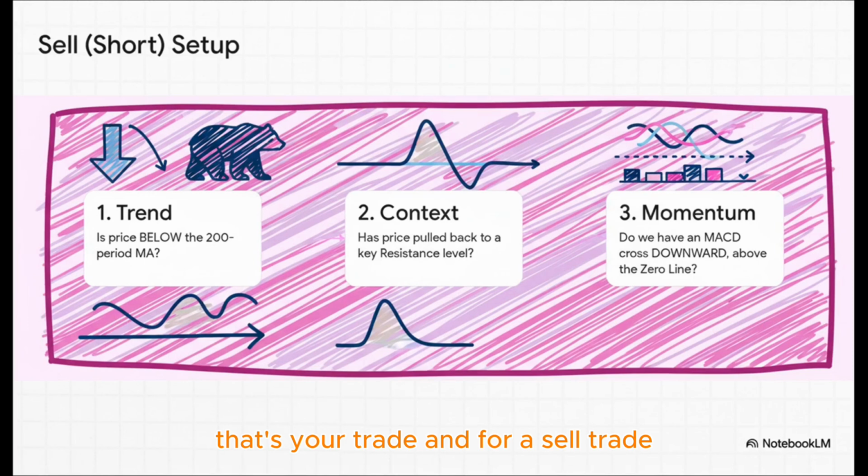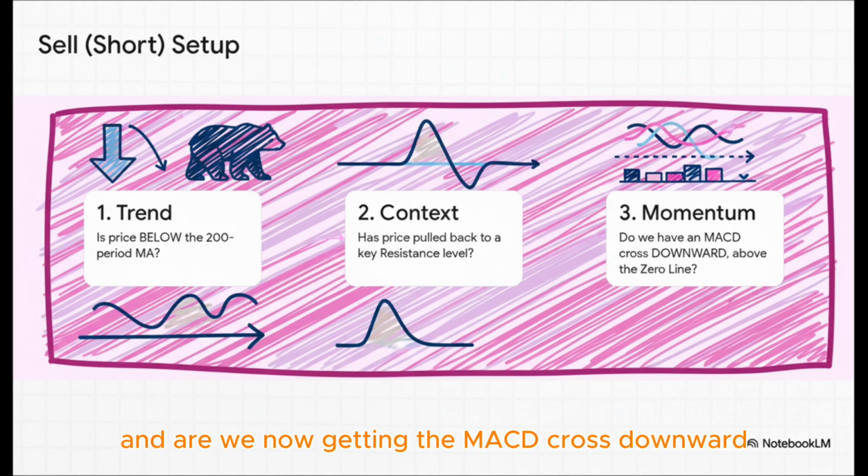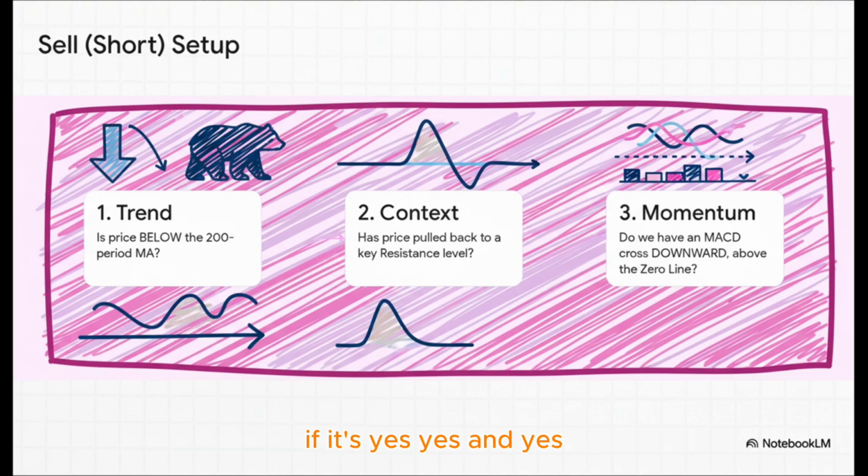And for a sell trade, it's the exact opposite, a perfect mirror image. Is price below the 200? Has it bounced up to a resistance ceiling? And are we now getting the MACD cross downward? If it's yes, yes, and yes, you've got your short setup.